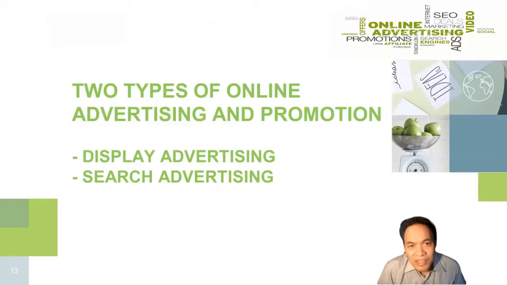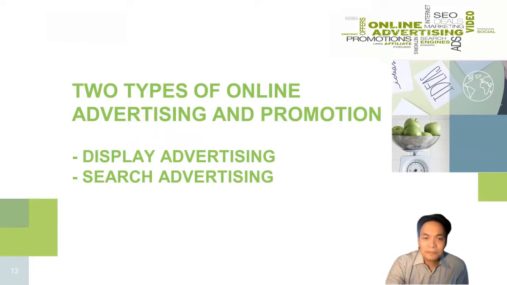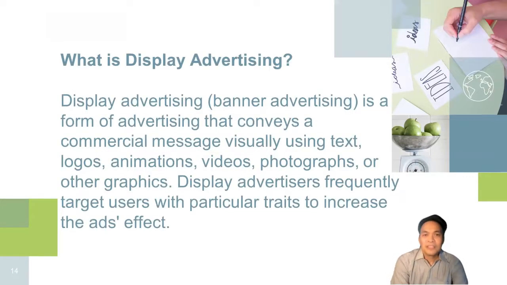There are 2 types of online advertising and promotion. One is display advertising, and the other one is search advertising. Display advertising, or what we call banner advertising, is a form of advertising that conveys commercial messages visually using text, logos, animation, videos, photographs, or other graphics. Display advertisers frequently target users with particular traits to increase the ad's effect.